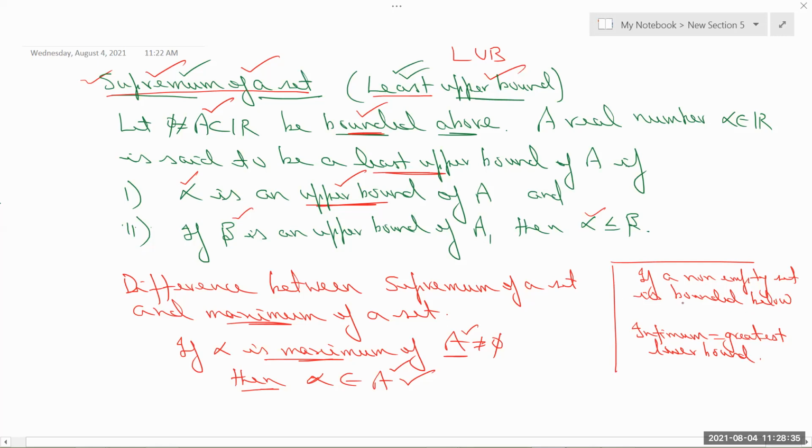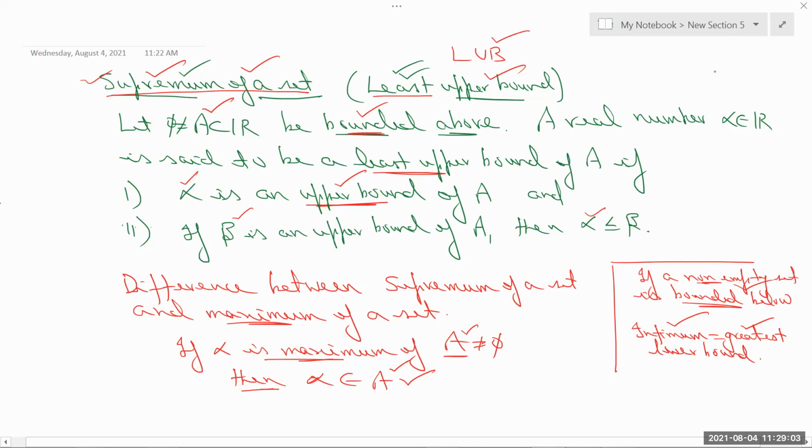Similarly, in case of infimum of a set, if your non-empty set is bounded below, look at all its lower bounds, and among them choose the greatest one. That is called the infimum of the set. But maximum of a set, whenever it exists, will be a member of the set. This is the condition. Now let us try to understand it with the help of examples.